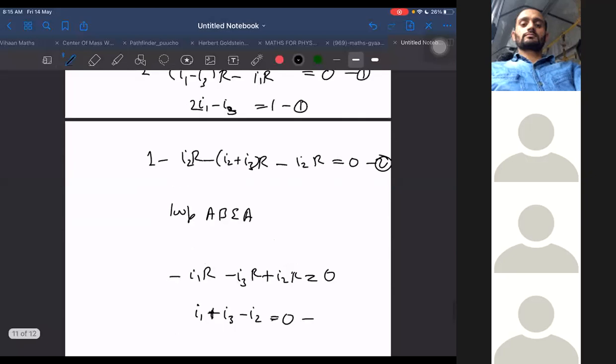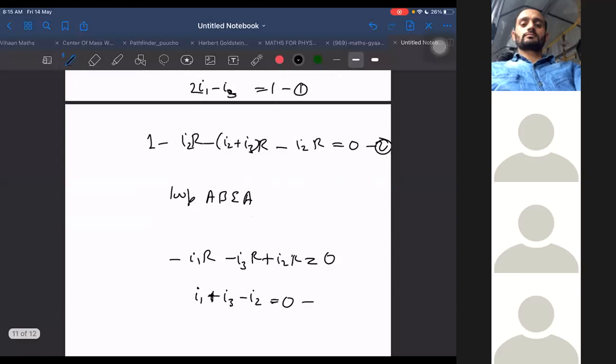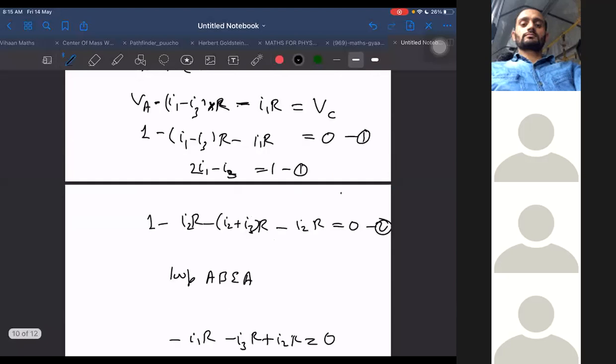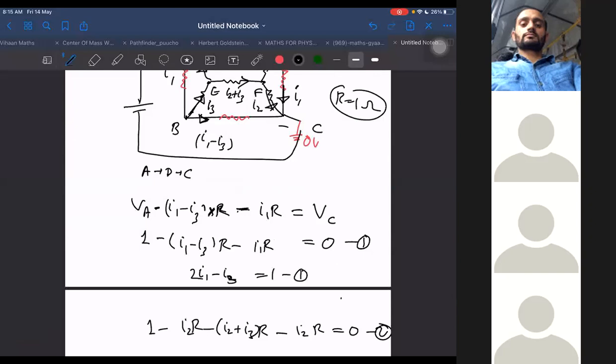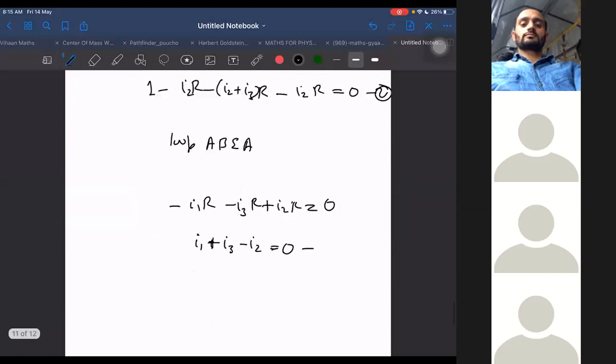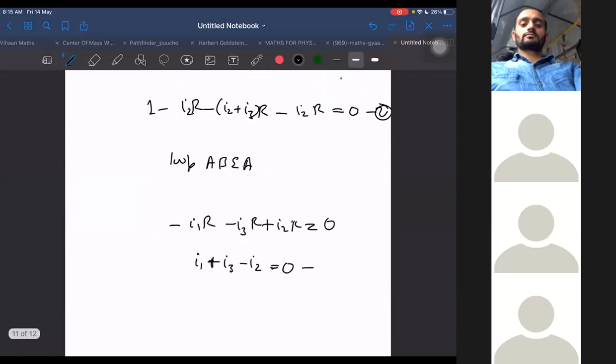And what about this second one? I3 will be plus I3, sir. 1 into R equals, taking R as 1 ohm. R is given as 1 ohm. So it is 3I2 plus I3 equal to 1. Yes, that is the second equation. Now these 3 equations we can solve to get the answer.